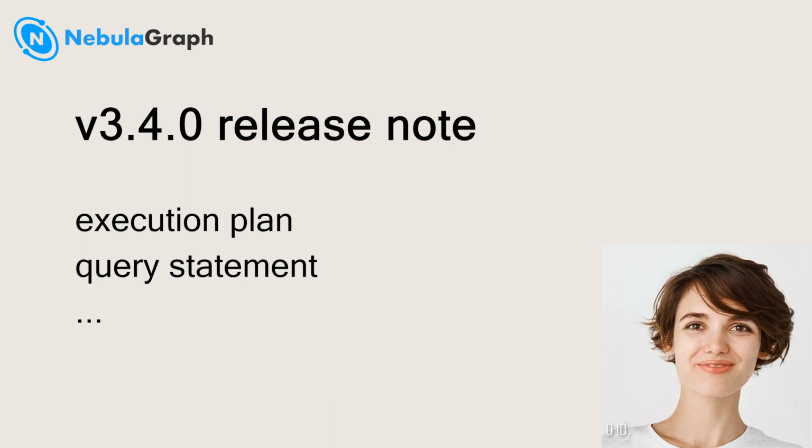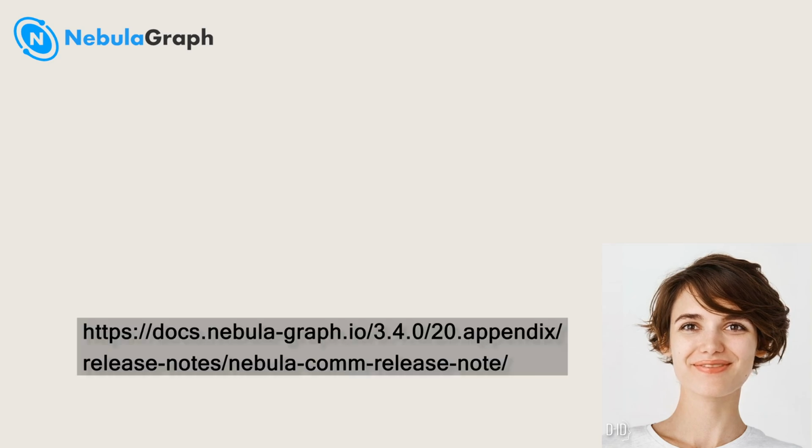In addition to the above changes, NebulaGraph version 3.4 also fixes a variety of issues, including those in the execution plan, query statements, and other functions. If you would like to see more specific information about the pull requests that address these issues, please click on the link below the video. That's all for the database.